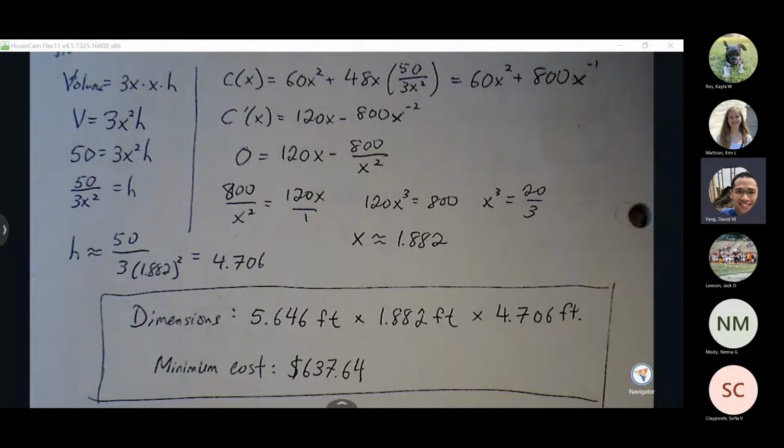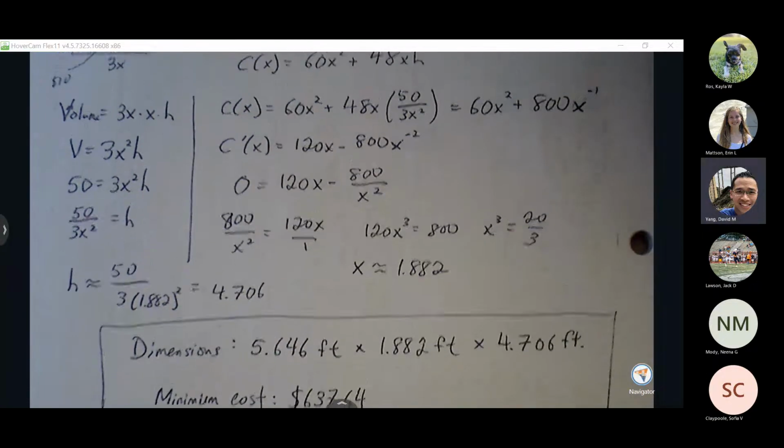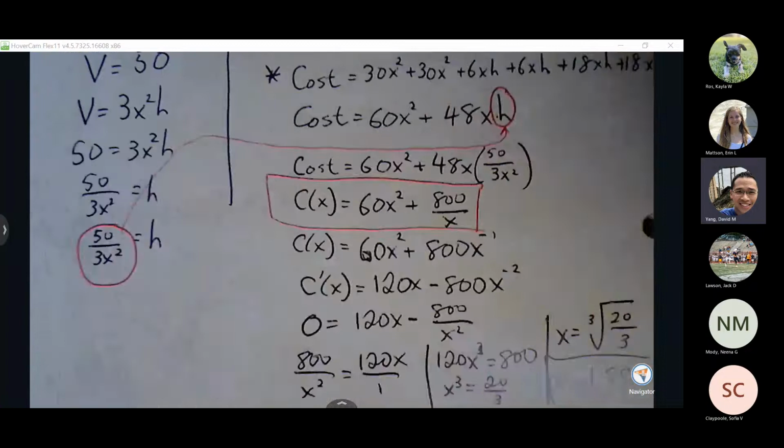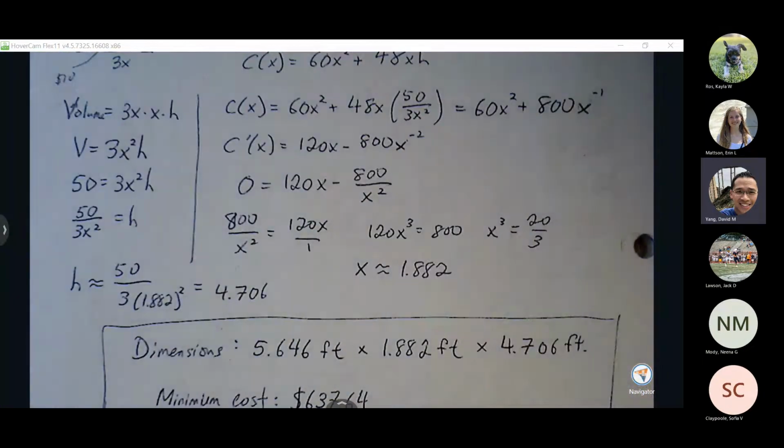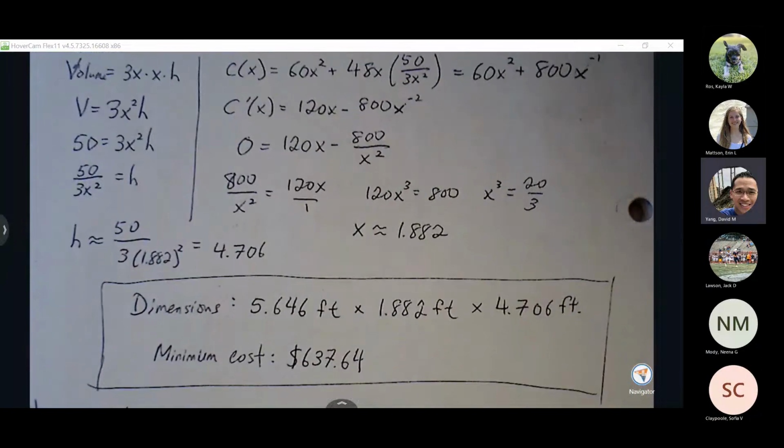Question specifically mentioned that we need the supply cost? I don't think so. Just determine the dimension. Oh, yeah, you're right. Determine dimensions that will minimize the cost. But on the test, I will say find the cost. Yeah. Thanks.